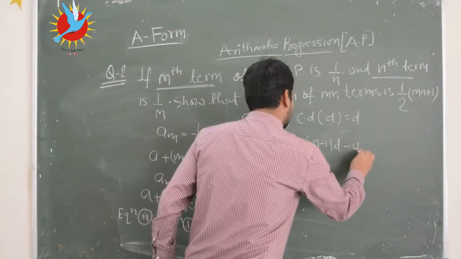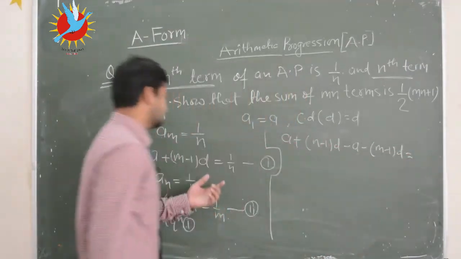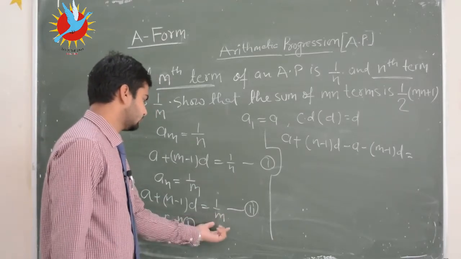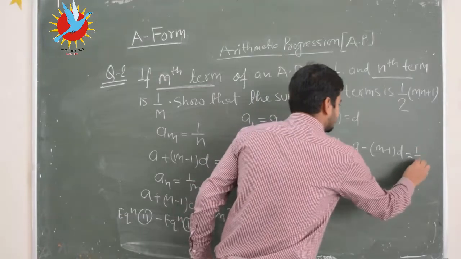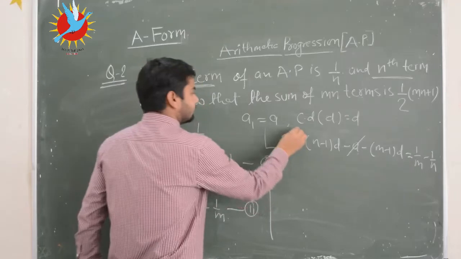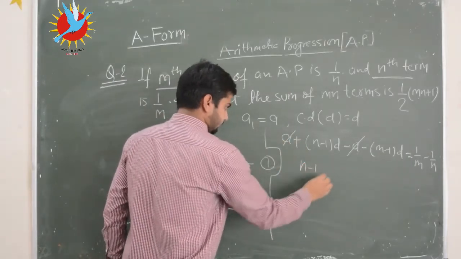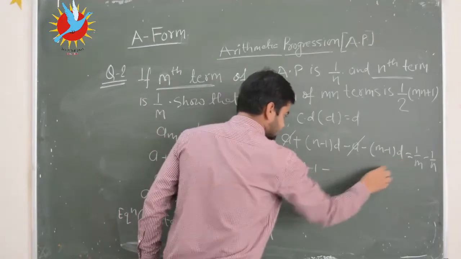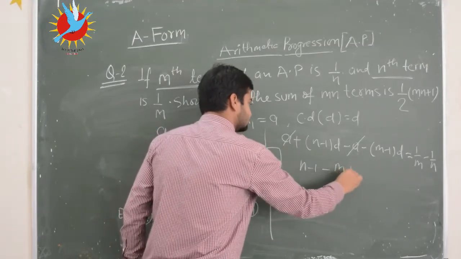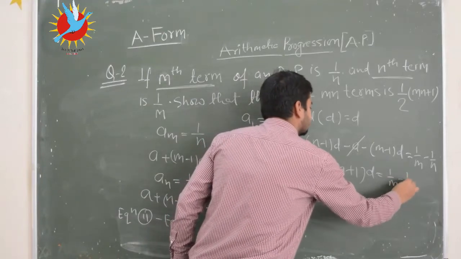Okay, so this will be minus a minus (m minus 1) into d equal to, here on the right side we have 1 by m, here we have 1 by n, so the difference of these two numbers, 1 by m minus 1 by n. Positive a and negative a will get cancelled out. We will get n minus 1 minus, if we take d as common, so here it will be (n minus 1 minus m plus 1) into d equal to 1 by m minus 1 by n.